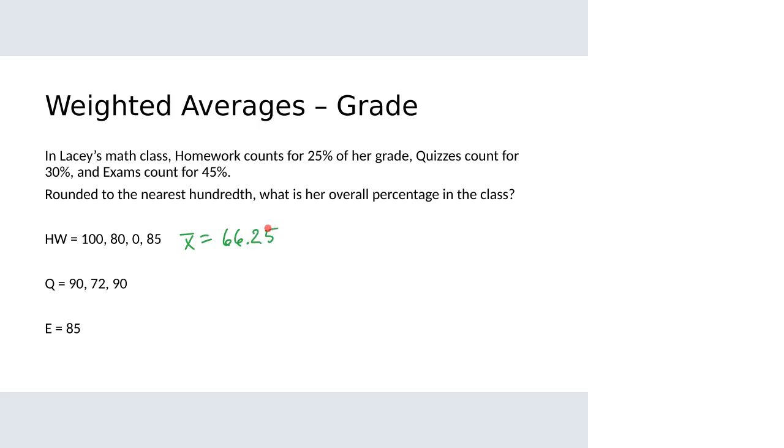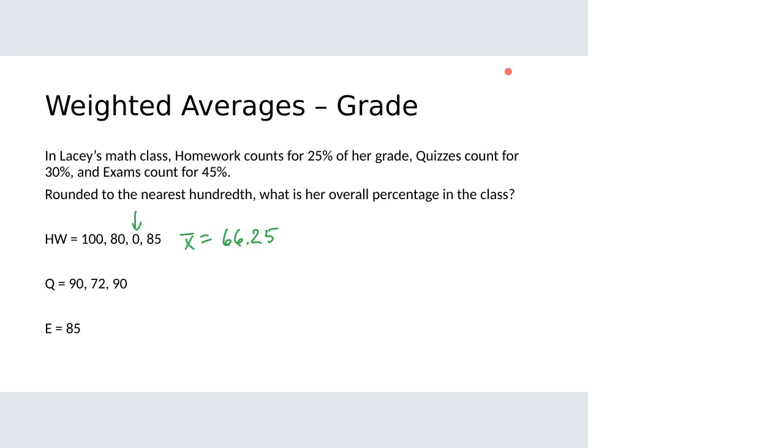Be a little bit careful there. This 0 is one of her scores, so we count it. So when we find her mean homework score, that 0 is included, so we're dividing by 4. We're not throwing that out and dividing by 3. That is one of the scores.